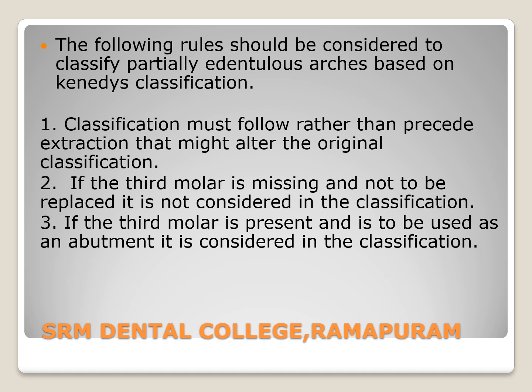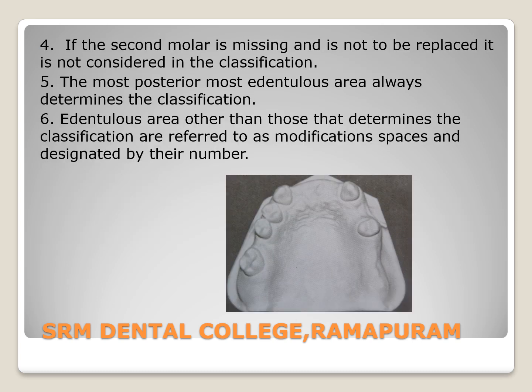Second rule states that if the third molar is missing and not to be replaced, it is not considered in the classification. It's pretty direct. Okay. Third also is direct. If the third molar is present and is to be used as an abutment, it is considered in the classification. It's a pretty direct rule. Okay. Fourth also is a direct rule. If the second molar is missing and is not to be replaced, it is not considered in the classification.